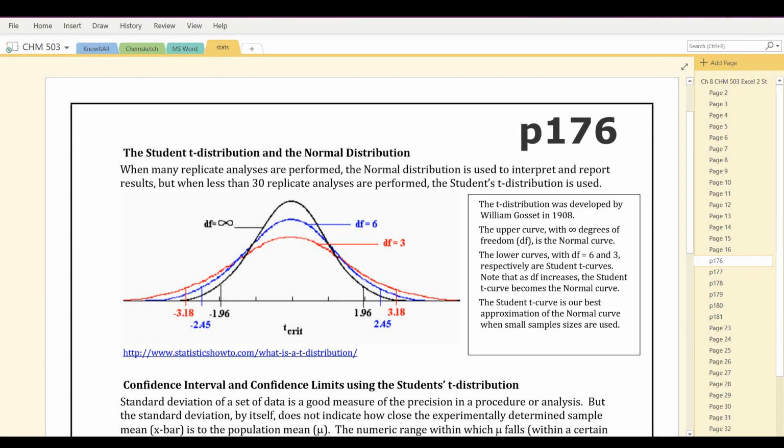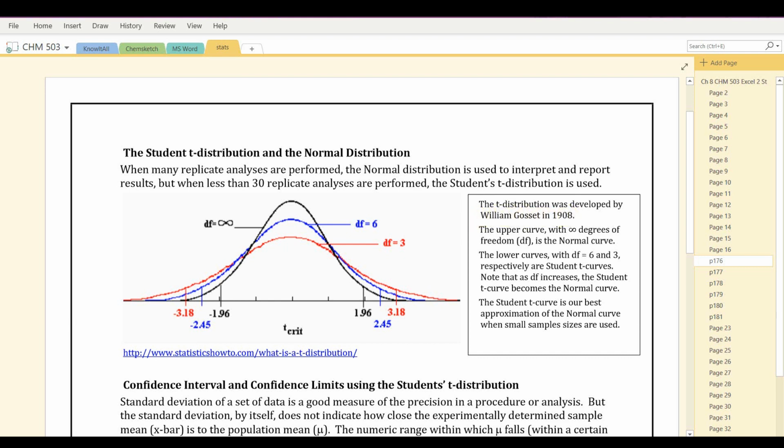In this second lesson on statistics using Microsoft Excel, I'm going to look at the student t-distribution. When many replicate analyses are performed, the normal distribution is used to interpret and report results. But when less than 30 replicate analyses are performed, we use the student's t-distribution. This was developed in the early 1900s by William Gossett.